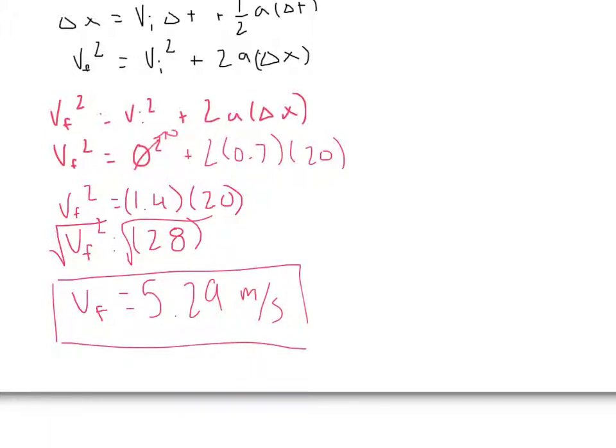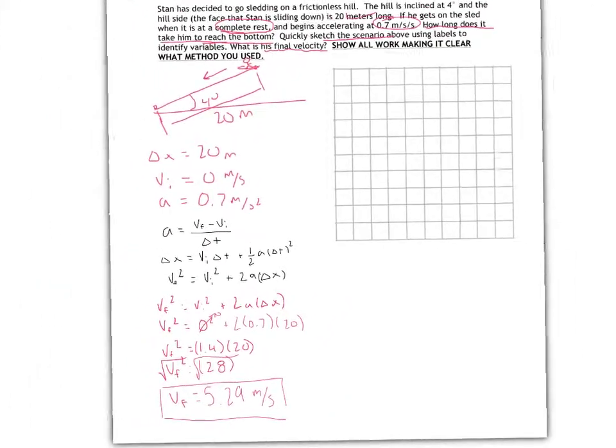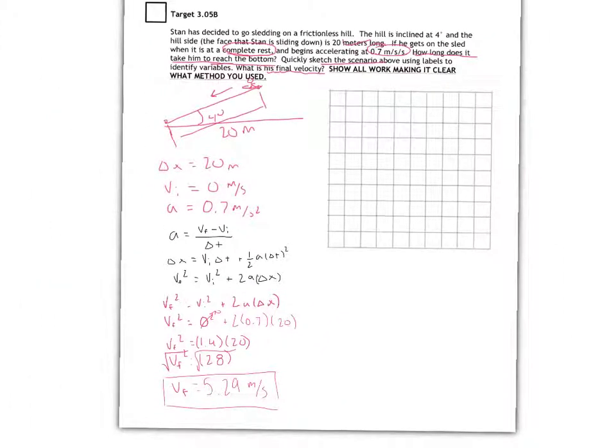Alright, good. So we have one of the pieces of information that we're trying to find. What else do we need to find? Well, looking back, it said that we were also looking for how long it takes him to reach the bottom of the hill. So if we want to know how long it takes, we're looking for delta t now. Delta t, we don't know. Looking back at the equations we have here, now that I've found the final velocity, I can use our equation for acceleration, because I have the acceleration, the final velocity, and the initial velocity, and all I'm solving for is the time.